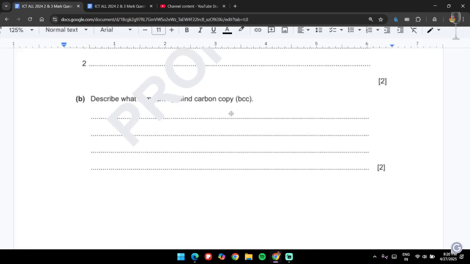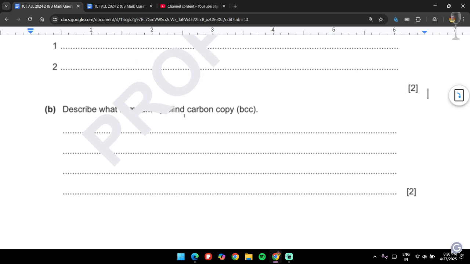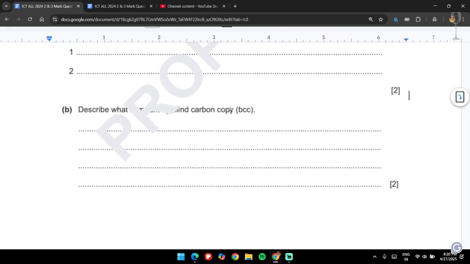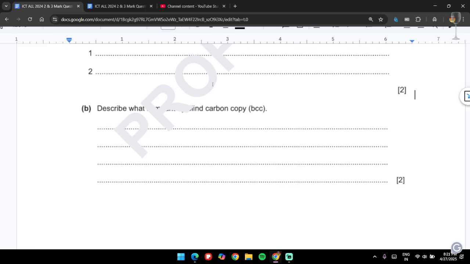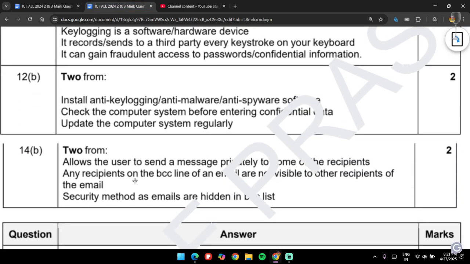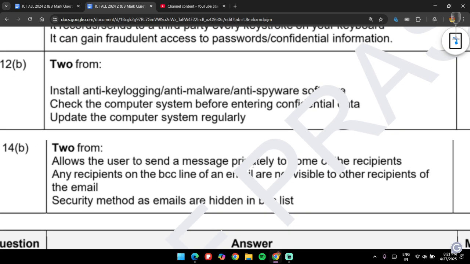Coming to blind carbon copy, I prefer when they say describe what is BCC, so that I can then say blind carbon copy and get one free mark. Blind carbon copy is when an email is sent to a number of recipients and only the people in the BCC list can see who else the email is sent to. The people in the CC list cannot see who else it was sent to except the CC people. But this is explained in a better way: it allows the user to send a message privately to some of the recipients. Any recipients on the BCC line of the email are not visible to other recipients of the email, and it's a security method as emails are hidden in the BCC list.